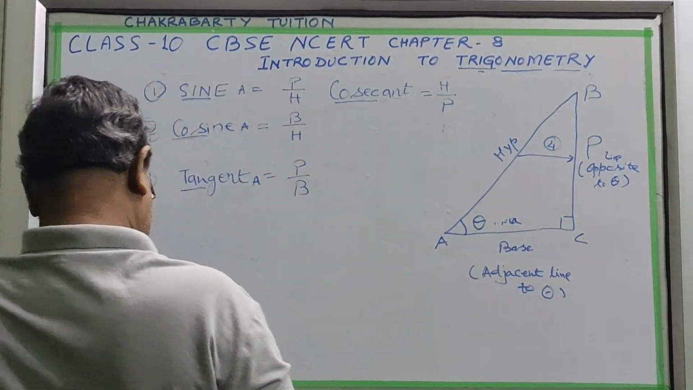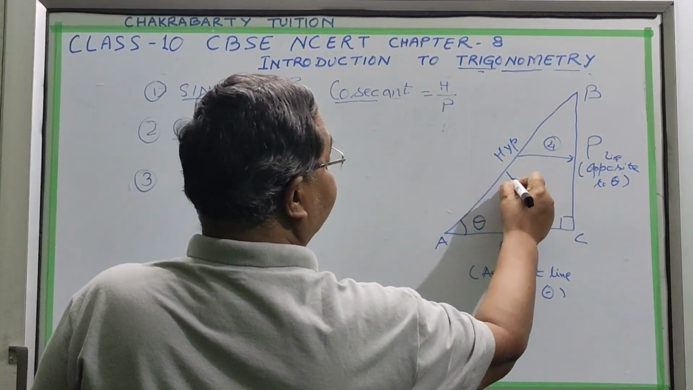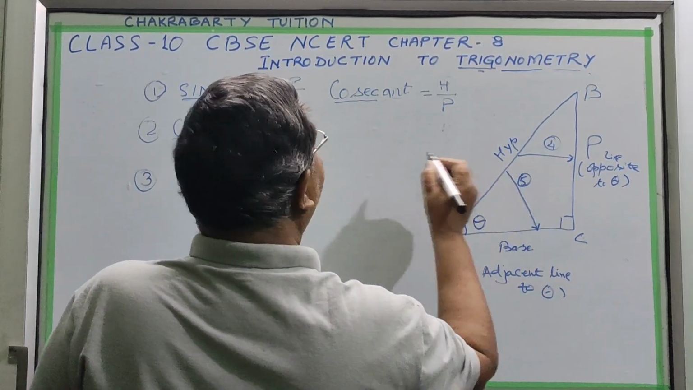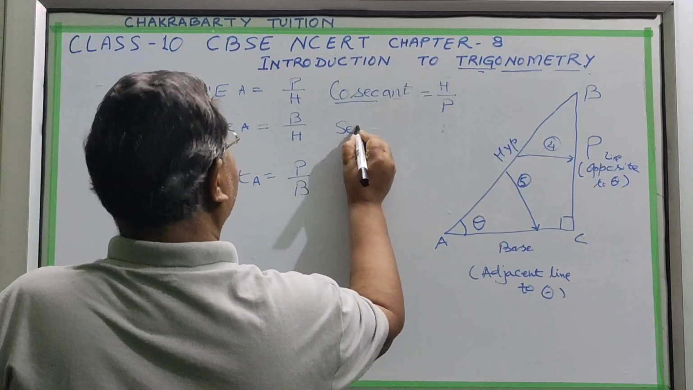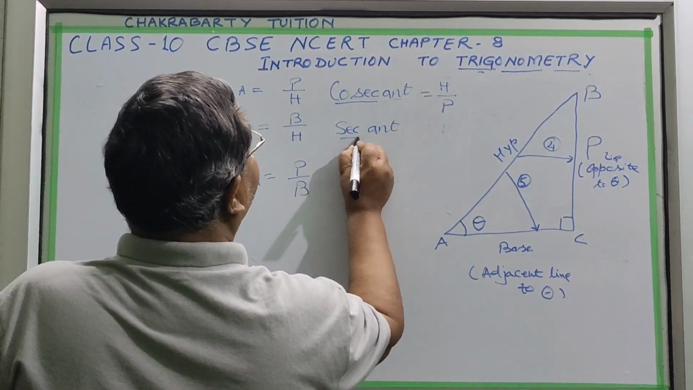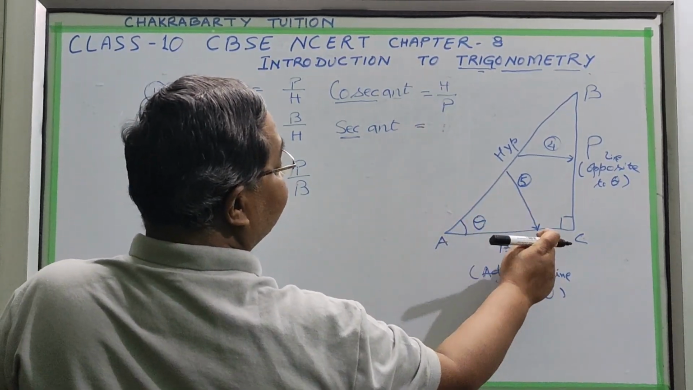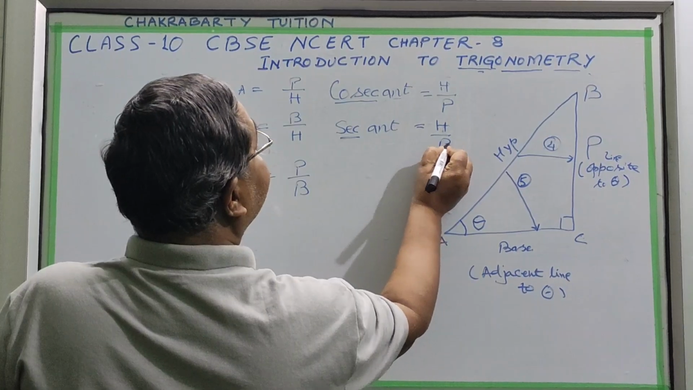Then the other relationship now comes. Suppose you want a relation between this and this. It is your fifth relationship, and it is known as sec. Second, it is termed as sec. So here it will be H upon B.